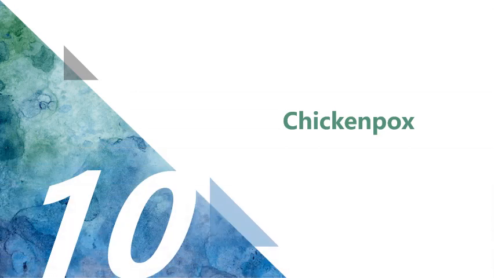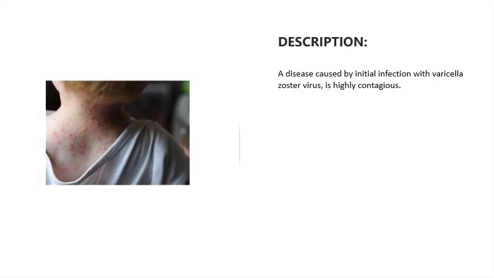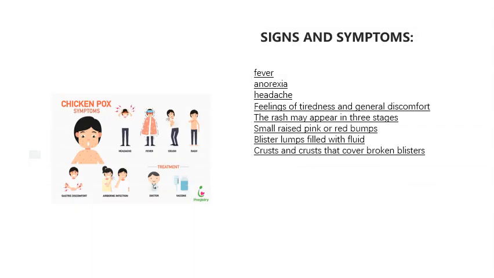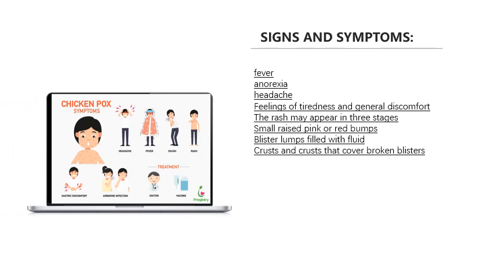Chickenpox, a disease caused by initial infection with the varicella zoster virus, is highly contagious. Signs and symptoms: fever, headache, feeling of tiredness, and general discomfort. The rash may appear in 3 stages: small rash, pink or red bumps.